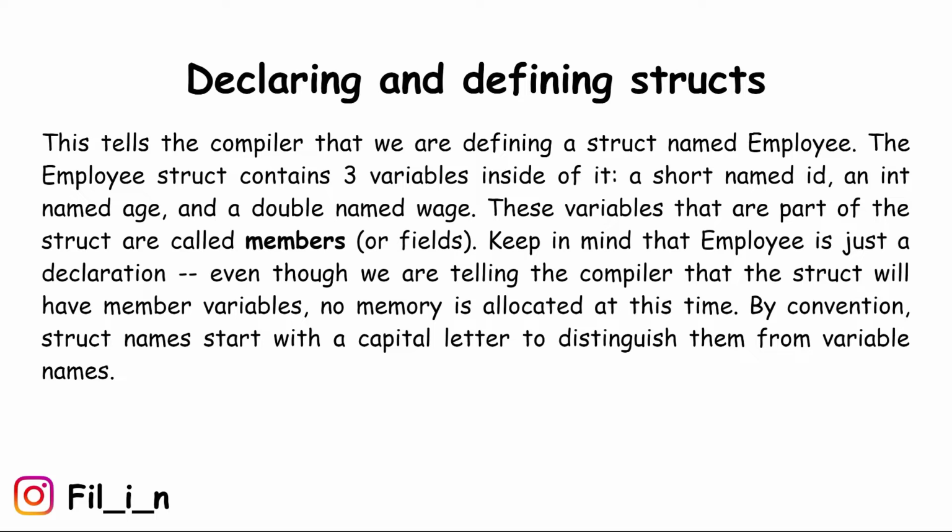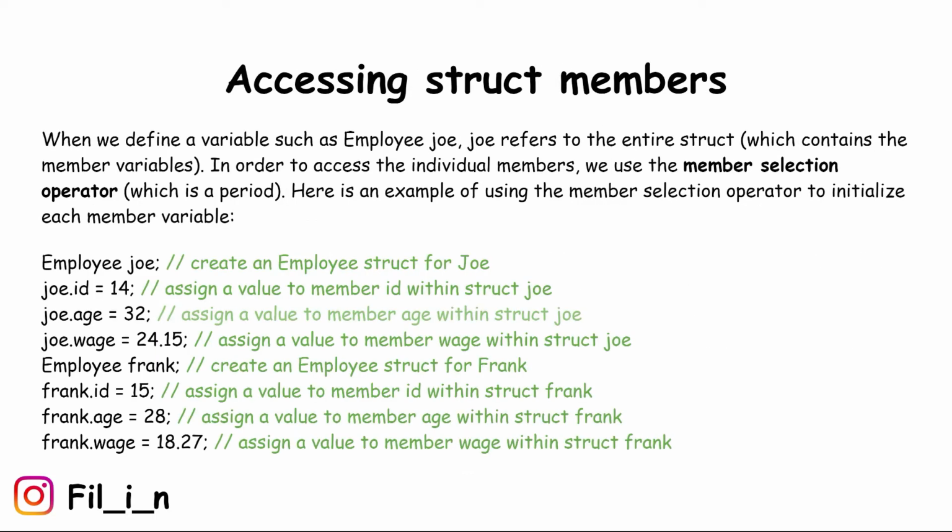Keep in mind that Employee is just a declaration. Even though we are telling the compiler that the struct will have member variables, no memory is allocated at this time. By convention, struct names start with a capital letter to distinguish them from variable names. When we define a variable such as Employee joe, joe refers to the entire struct, which contains the member variables. In order to access the individual members, we use the member selection operator, which is a period. Here is an example of using the member selection operator to initialize each member variable.